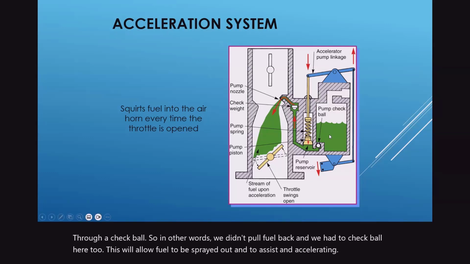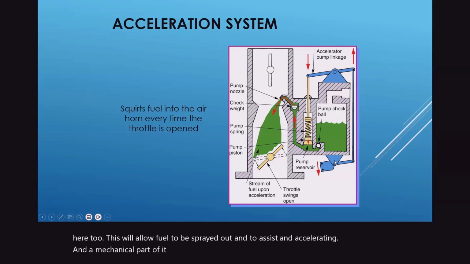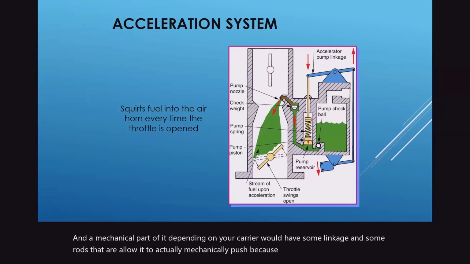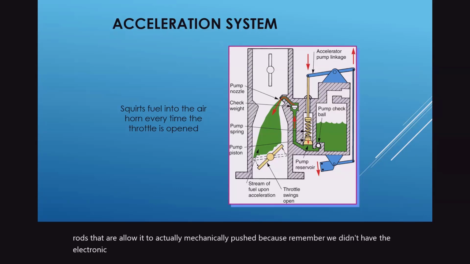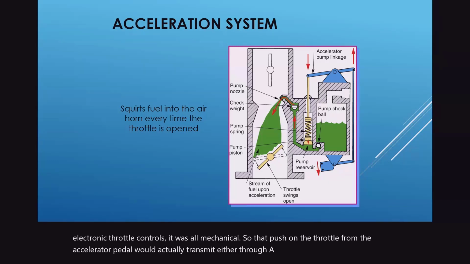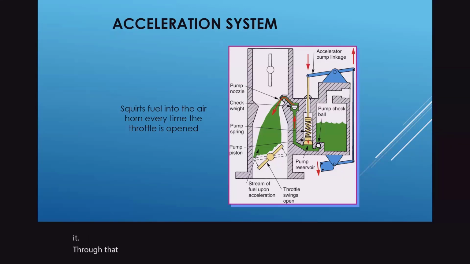And the mechanical part of it, depending on your carburetor, would have some linkage and some rods that allow it to mechanically push. Because remember, we didn't have the electronic throttle controls. It was all mechanical. So that push on the throttle from the accelerator pedal would transmit either through a cable or a rod connected to that carburetor to make the mechanical effect happen.